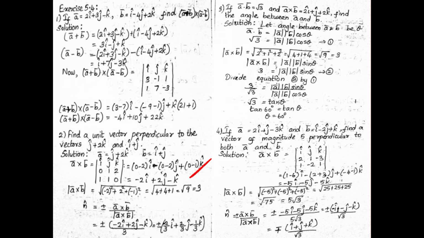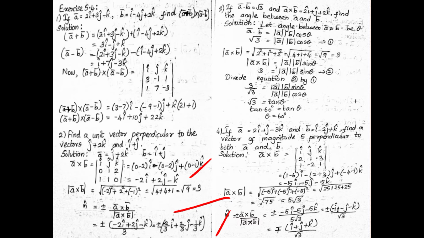So the magnitude of a vector cross b vector is equal to square root of minus 2 square plus 2 square plus minus 1 square, which is equal to square root of 4 plus 4 plus 1, which is square root of 9, which is equal to 3. So the unit vector n is equal to plus or minus a vector cross b vector upon magnitude of a vector cross b vector, which is equal to plus or minus minus 2i plus 2j minus k upon 3, which is equal to plus or minus, in the bracket, minus 2 upon 3 i plus 2 upon 3 j minus 1 upon 3 k.